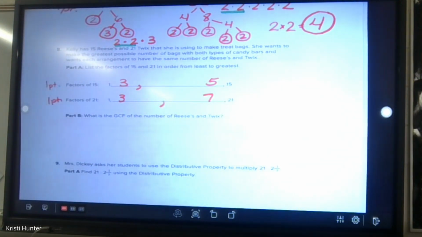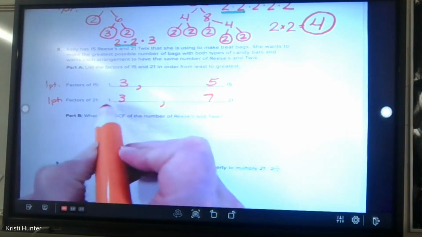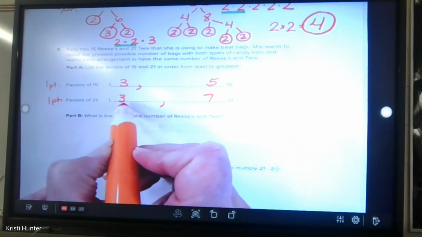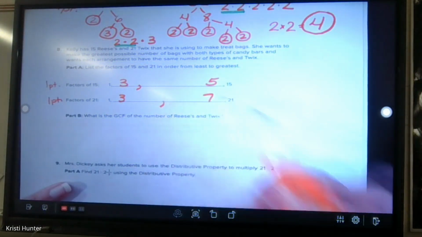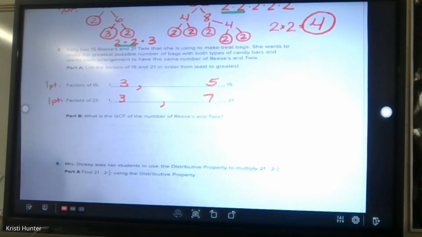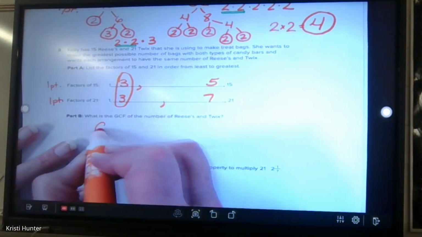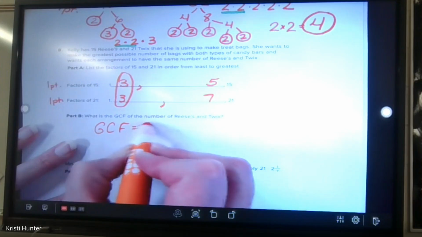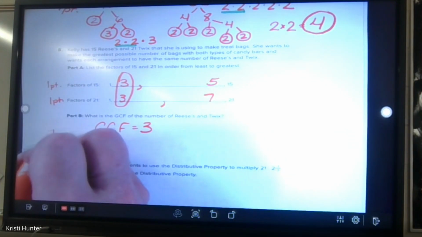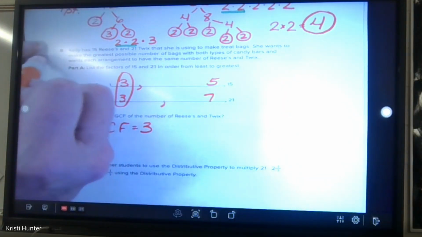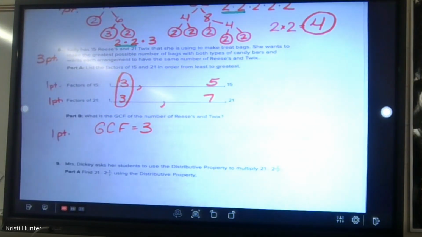Now, looking at my factor list, it asks me to answer part B. What is the greatest common factor of the number of Reese's and Twix? When I look, they both share 1. They both share 3. They don't share any of these other numbers. 3 is the biggest number they share, so the greatest common factor is 3. This is your last point. So number 8 is going to be 3 total points. You get a point for each of your factors, and then you also get a point for coming up with your greatest common factor at the end.